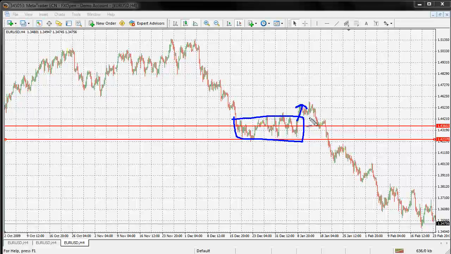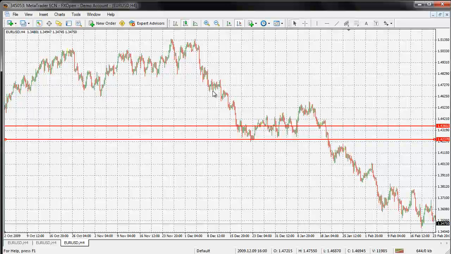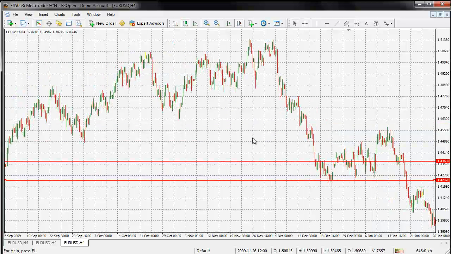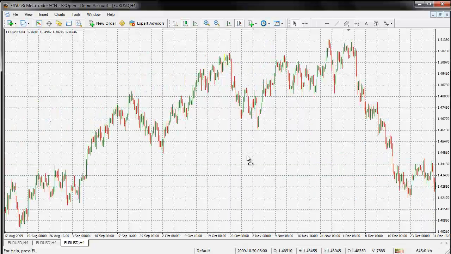Now you might be saying, well, that doesn't look like it's moved that much. Well, let's take a look. From our breakout to the top of that point, it's 156 pips. This is naked trading at its best, but it does take a bit of practice to identify those supply and demand levels.